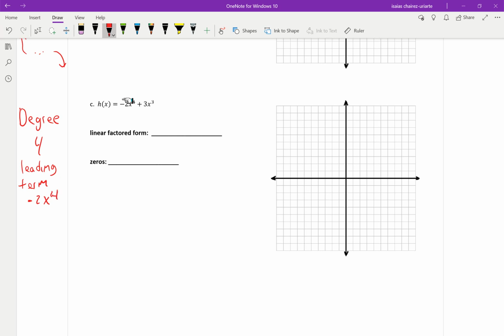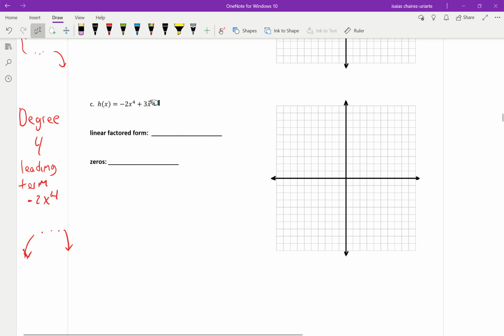Which means that I'm going to have some type of polynomial that opens downward. It's like some downward facing U. I just do not know what happens in the middle. That's from my leading term test. Now let me try to factor my polynomial as much as I can.